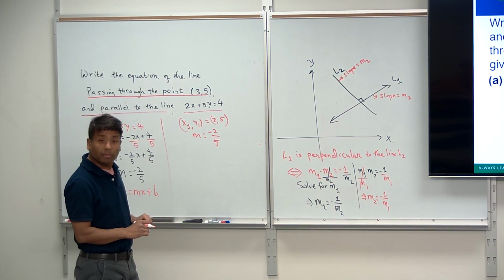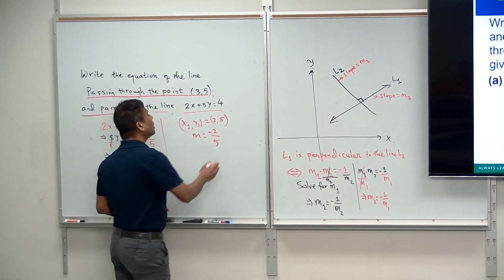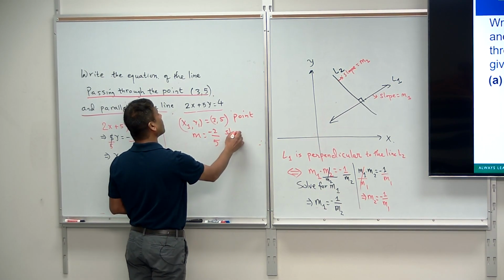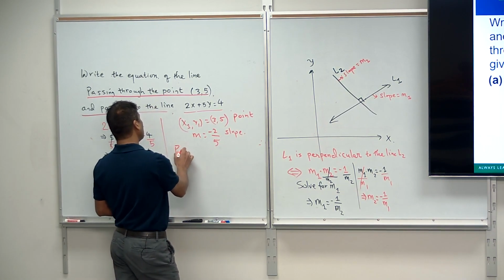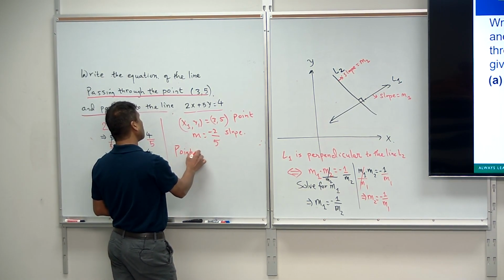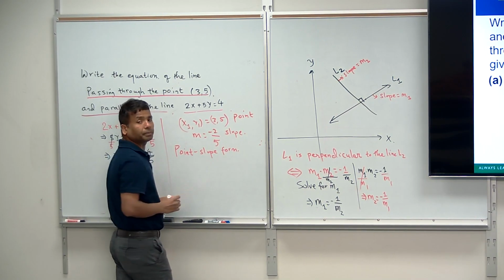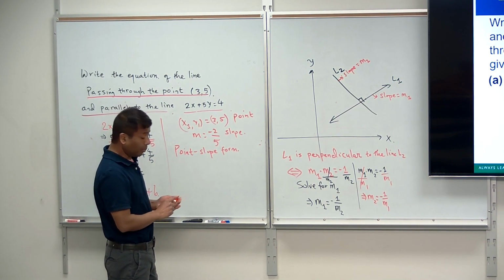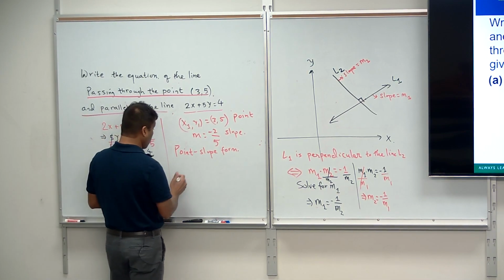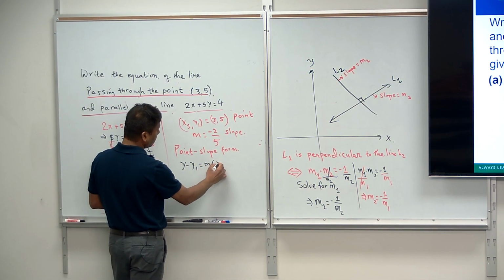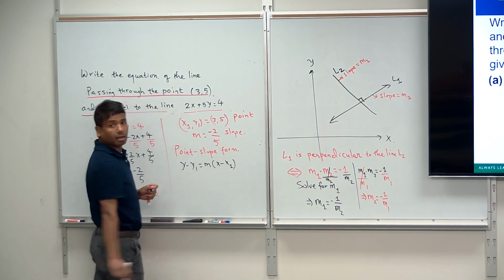Point slope form. This is a point. You see the point is known, and the slope is known, right? So you use point slope form, okay? And you know the point slope form is y minus y1 equals m times x minus x1.